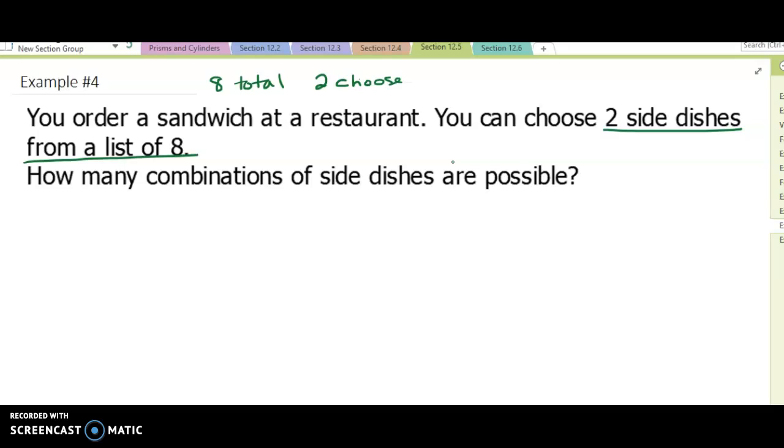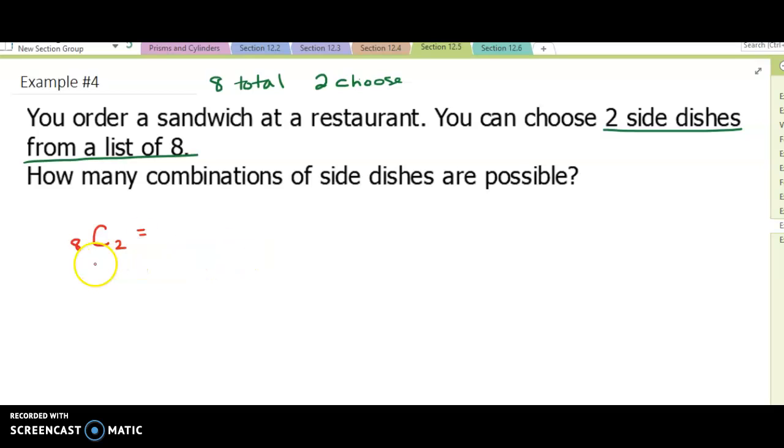Does order matter here? So is picking mac and cheese and French fries the same thing as French fries and mac and cheese? Well, yeah, clearly it is the same thing. We don't care which one's on the left side of our plate, which one's on the right side of the plate, or whatever. So this would be a combination. Okay, so our combination would be 8 choose 2.